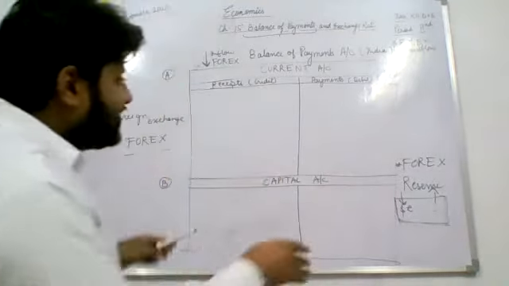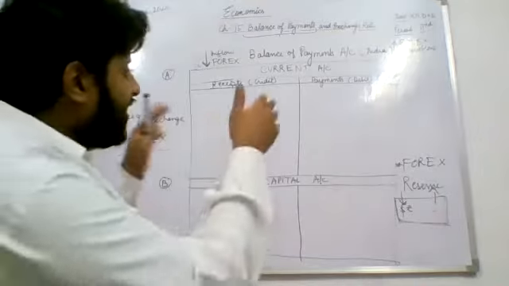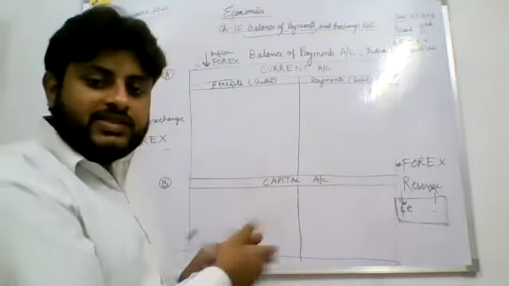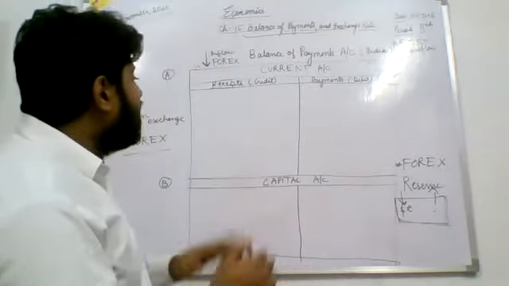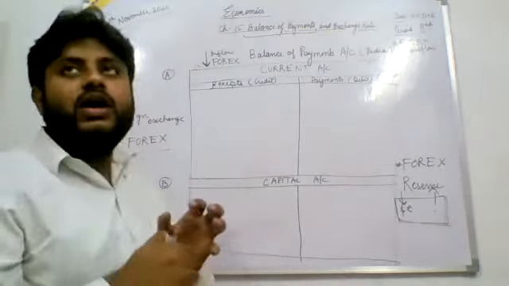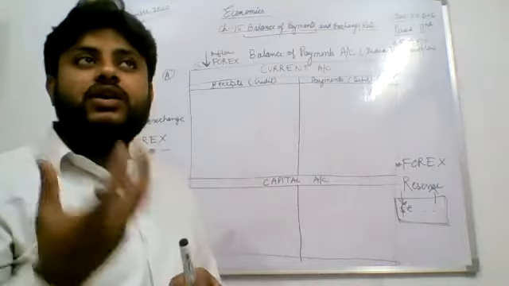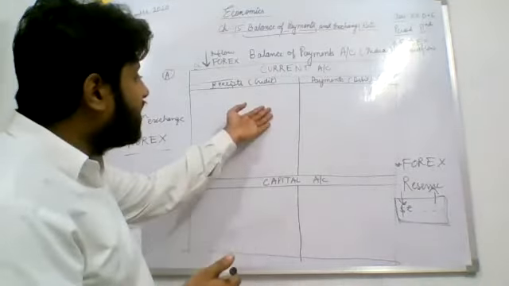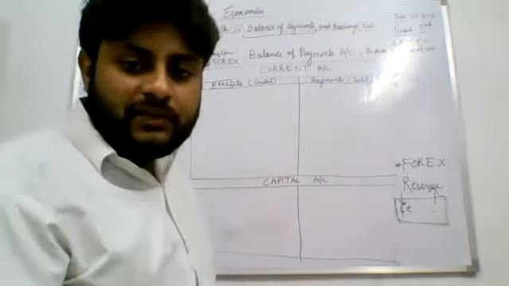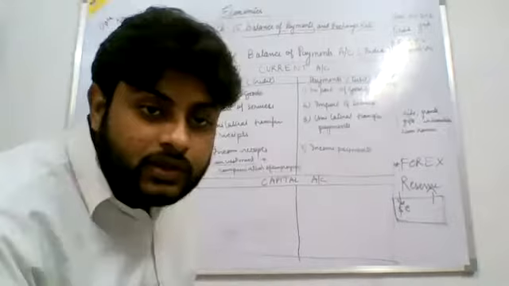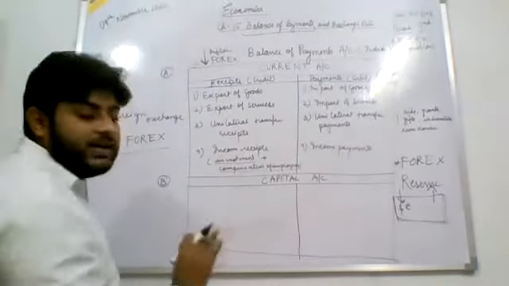So this is the basic structure, or you can say this is the skeleton of balance of payment. This is just a skeleton of balance of payment. Now we have to see what entries, what elements we write inside the current account on the debit and credit side and inside the capital account. So this is your structure of current account.